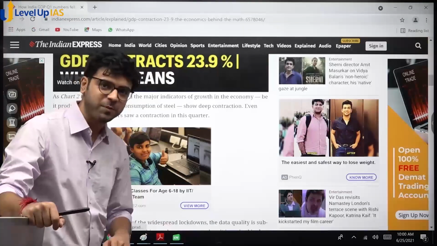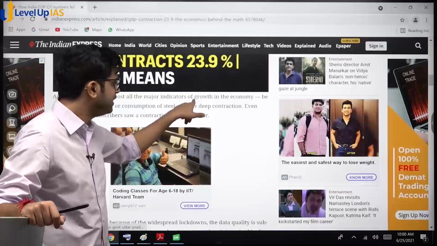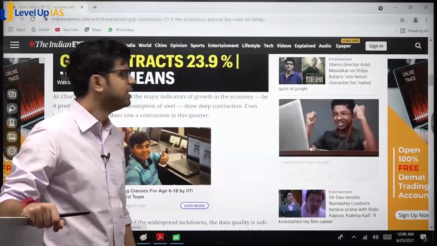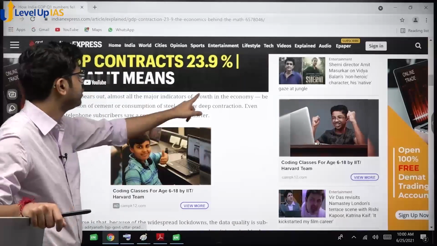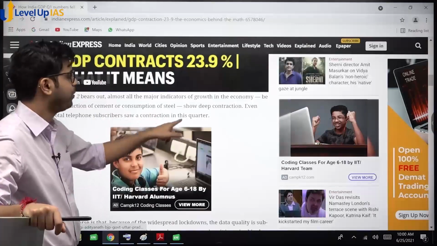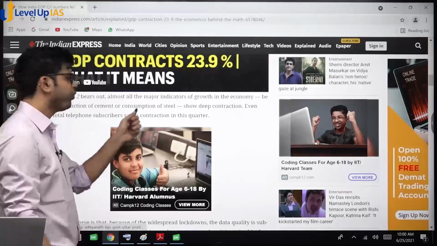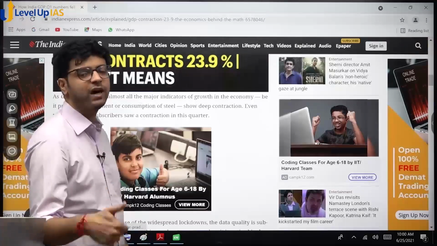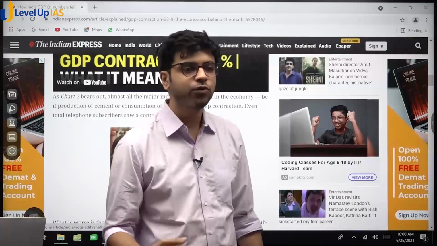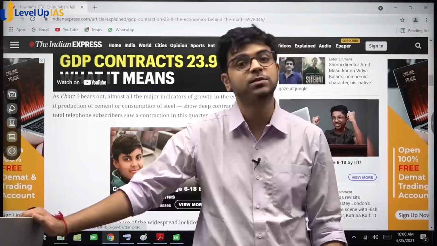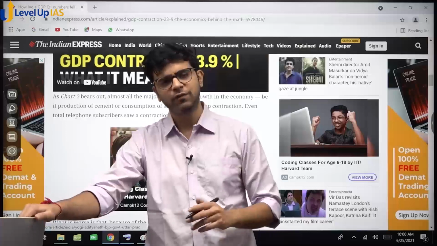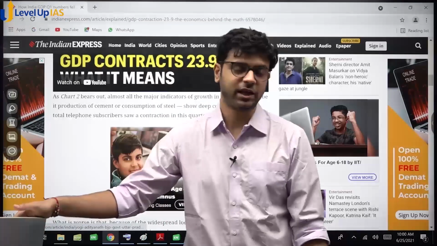When you read the newspaper, this should trigger your syllabus. Growth should trigger your syllabus. So the paper is giving major indicators of growth in the economy, production of cement, consumption of steel showed deep contraction. So they are showing only 2 indicators. You have to write down at least 5-6 indicators in your notes. What are the indicators of growth? How do you know the economy is growing? You cannot say GDP is increasing, but what is causing that GDP to increase? That is important, and you will get that information regularly in editorials. Regularly.